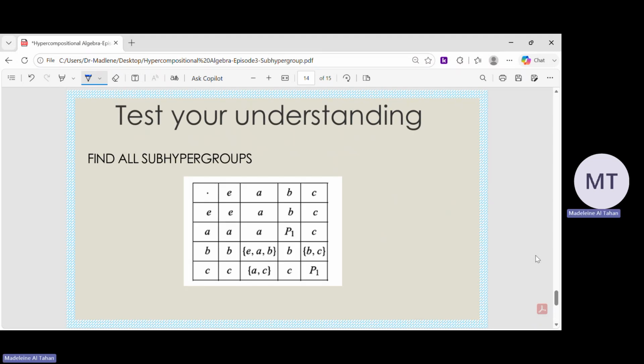Now it's your turn. Pause the video and determine all subhypergroups of the hypergroup shown on the slide. Start by listing the candidate subsets that are non-empty, then apply the definition step by step.